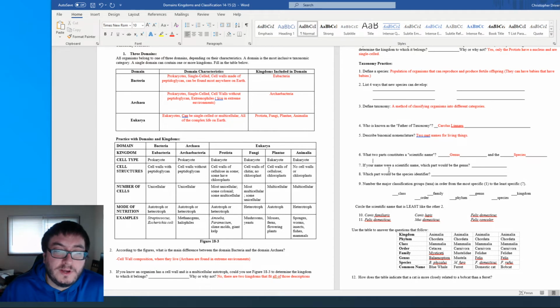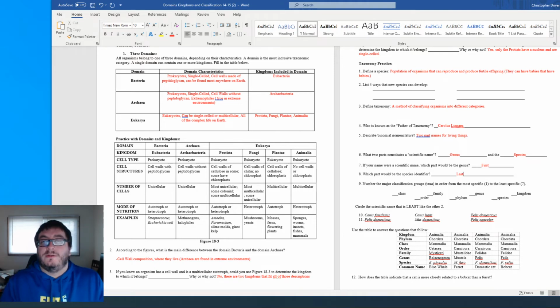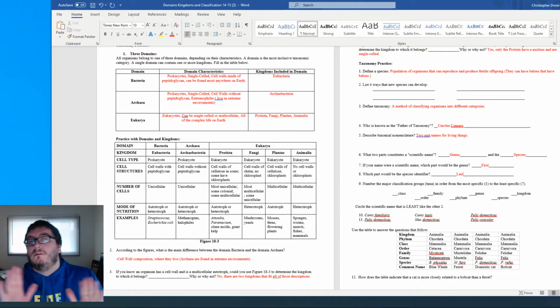If your name were a scientific name, which part would be the genus name? That would be your first name, right? Because the genus always comes before the species. So, our first name would be our genus name. And number 8, which part would be the species identifier? That would be your last name, because the second name is the species name. Now, of course, where this kind of messes up is it doesn't take middle names into account. So we're just gonna forget that part.